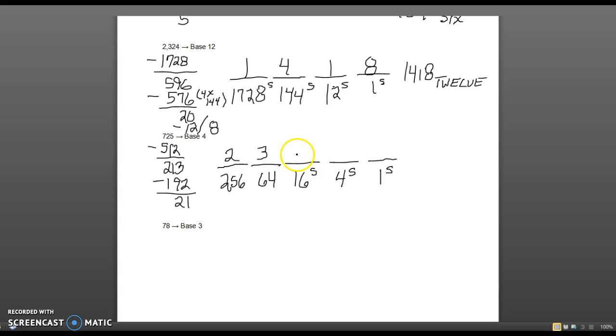I've dropped down to 16s, and I can see pretty easily, without doing any work, I'm going to be able to get one group of 16. That will leave me with 5. I can make one group of 4. And that will leave me with 1. So my number is 2, 3, 1, 1, 1, and that is in base 4.